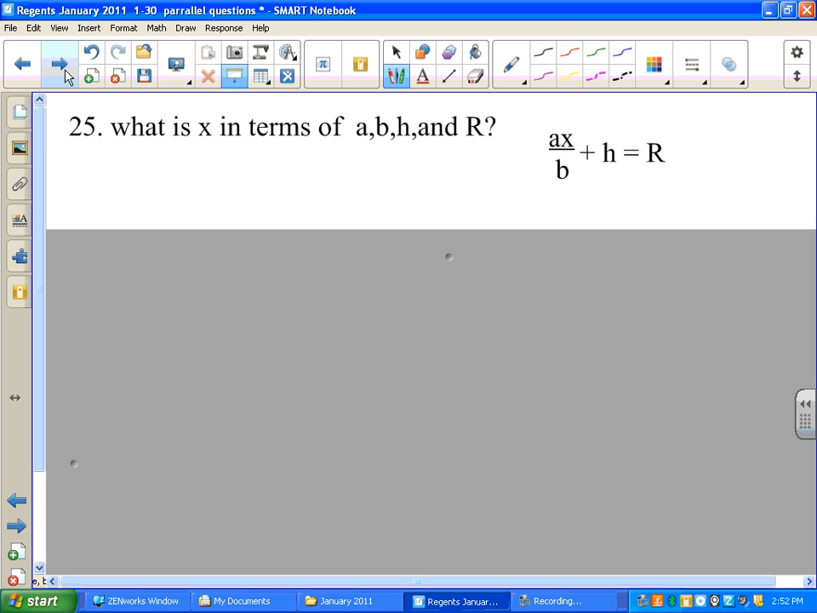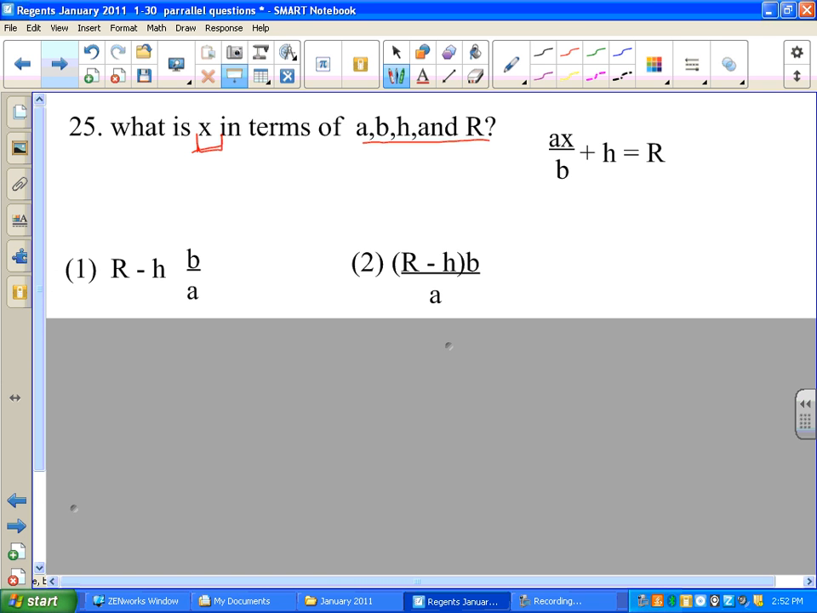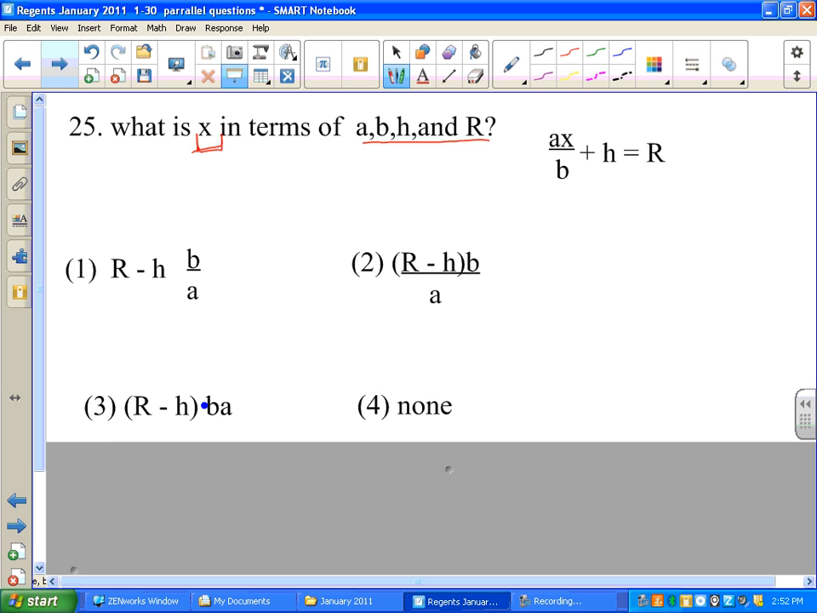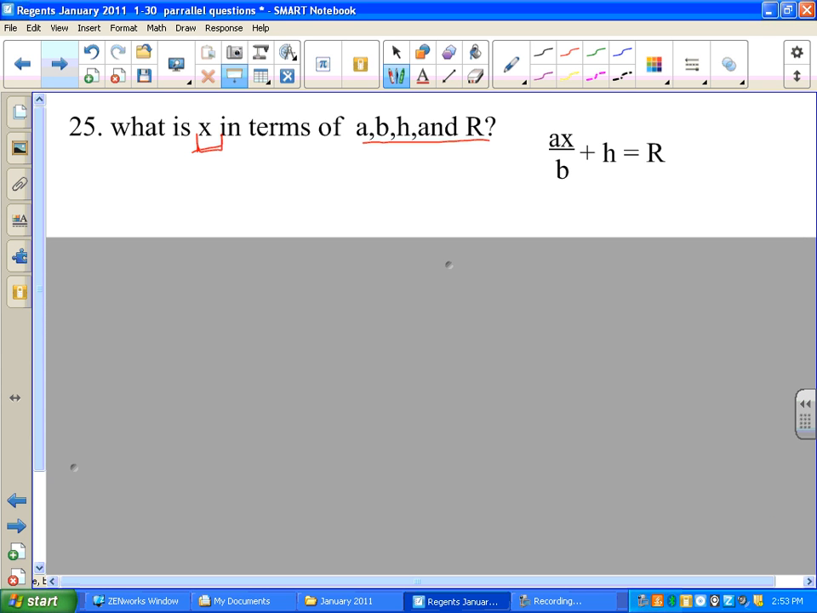Let's take a look at number 25. What is x in terms of a, b, h, and r? Well, I have no idea what this question is asking. Of course I know what this question is asking. I wrote the question. I'm just putting myself in your place. If you have no idea what the question is asking, let's take a look at some of the solutions. There's no x's in these answers. Oh, what is x in terms of? In terms of? That means let's get x by itself.